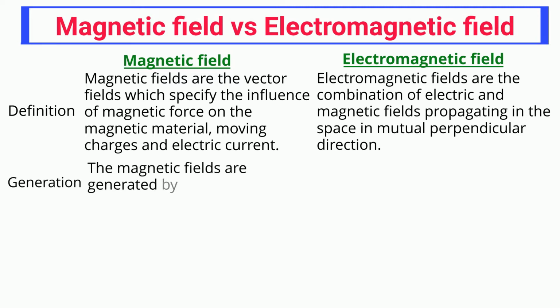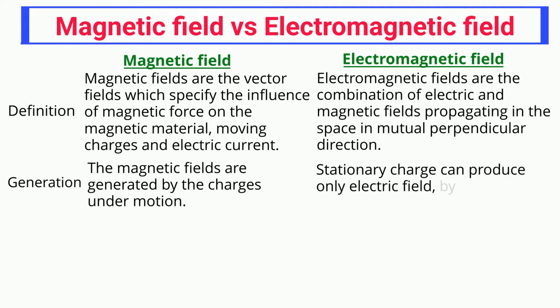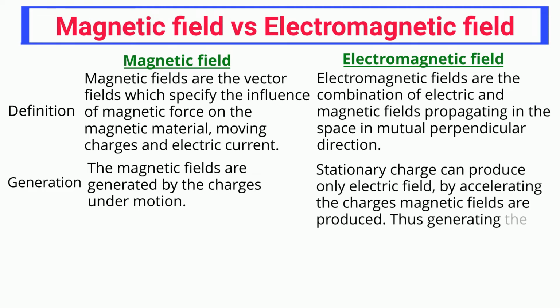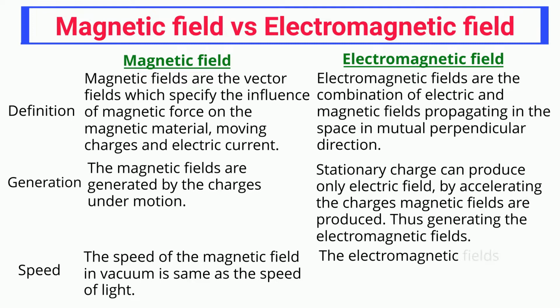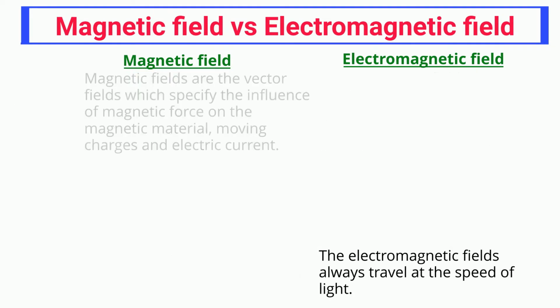Generation. Magnetic fields are generated by charges in motion. A stationary charge can produce only an electric field. By accelerating the charges, magnetic fields are produced, thus generating the electromagnetic fields. Speed. The speed of the magnetic field in vacuum is the same as the speed of light. Electromagnetic fields always travel at the speed of light.